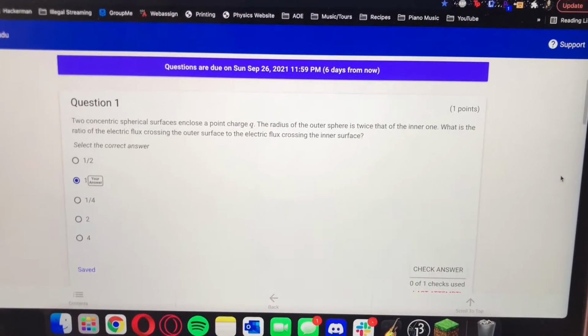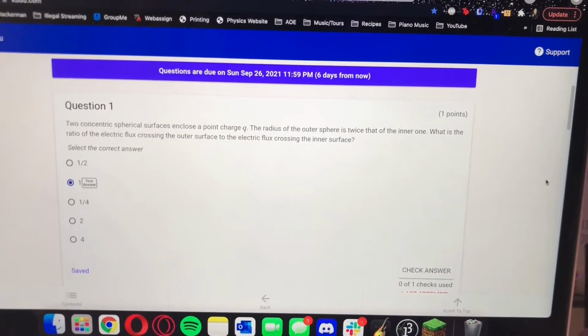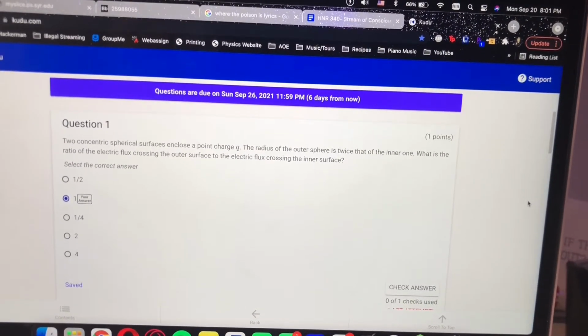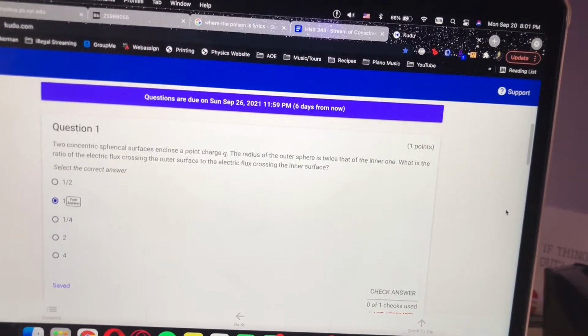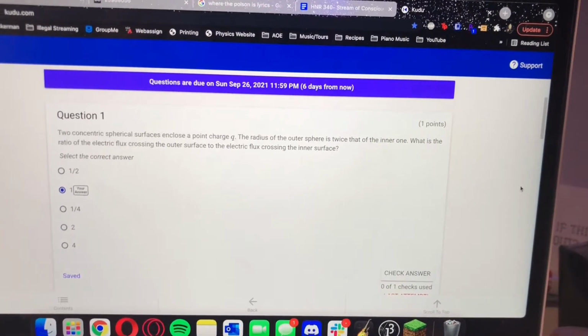We're looking at question 1 for Recitation 7. We're trying to find the ratio between the flux on two concentric spheres when one has twice the radius of the other.